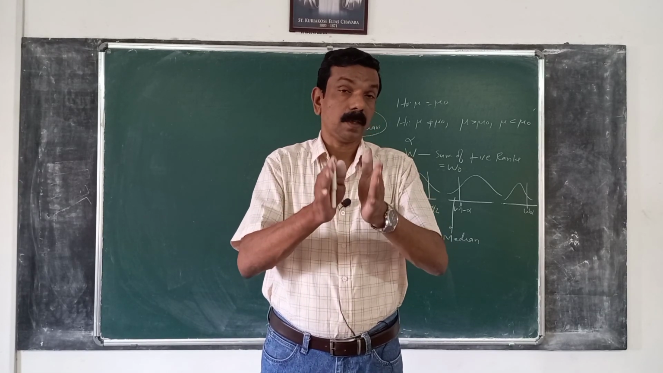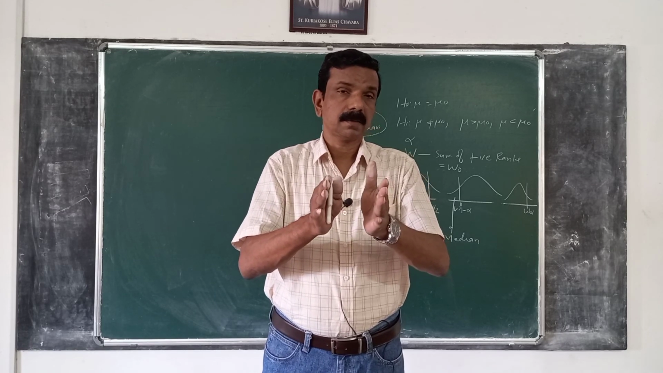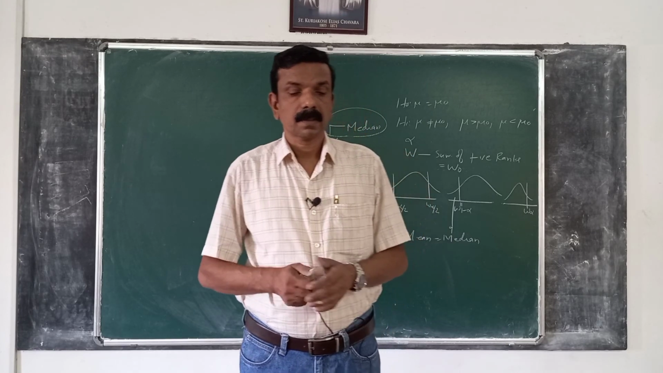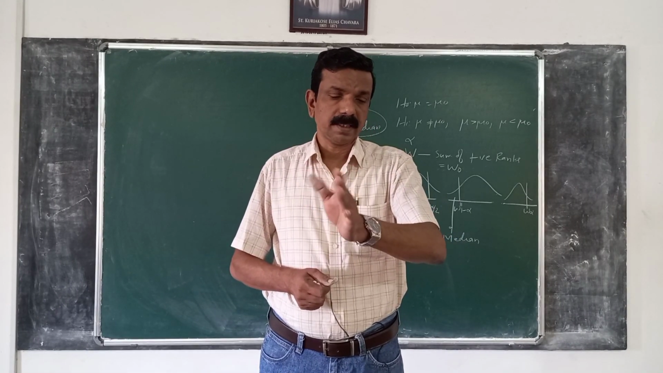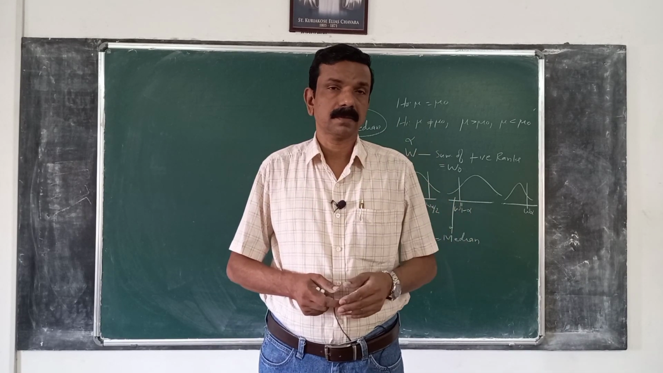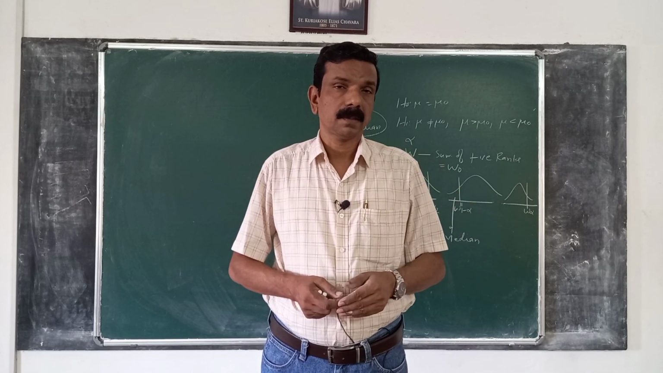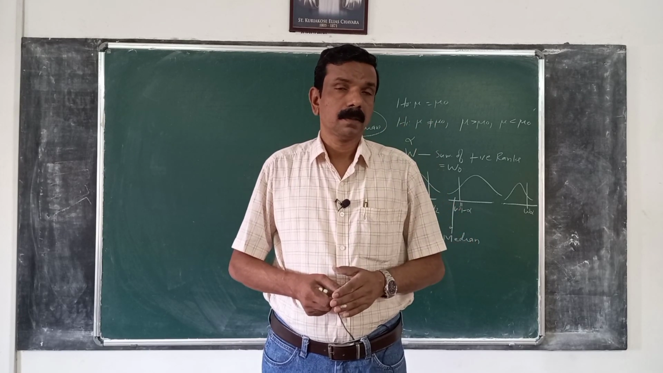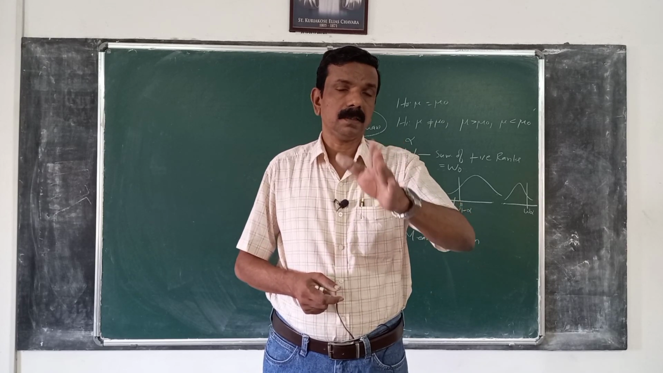So this is the one sample Wilcoxon signed rank test, an alternative to the one sample Z or T test if you cannot assume normality and the sample size is small. The requirement here is that the population must be symmetric, and that means the population should not be skewed right or left.